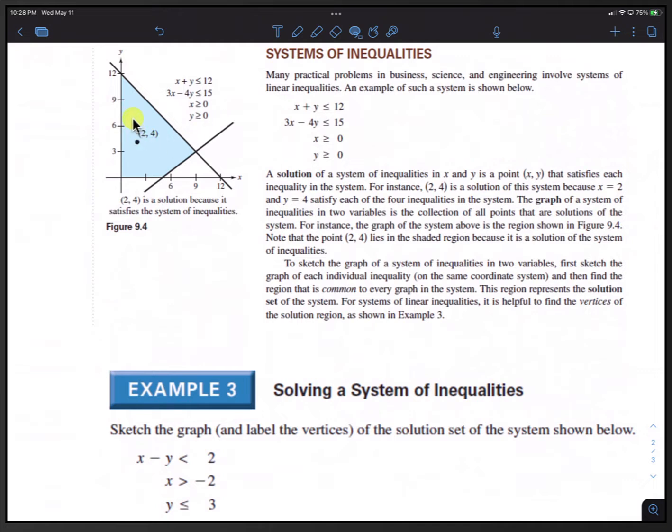All right, and then the shaded area is the area that satisfies all four of these inequalities at the same time. So it would be underneath the first line, above the second line, above the x-axis here, and to the right of the y-axis. So all of this blue shaded area would represent the solution. And this point (2, 4) would satisfy all four of those inequalities at the same time.